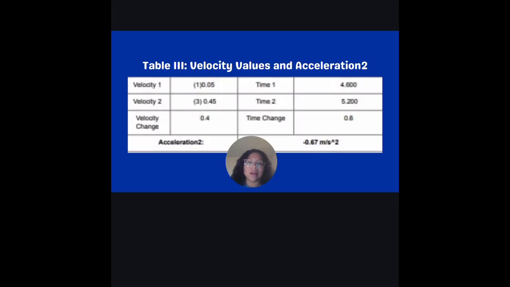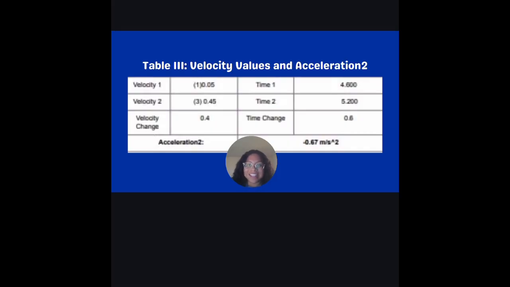After calculating our first acceleration, we then went back to our original position versus time graph, and the velocity versus time graph that we had found, and picked our velocities 1 and 2, which were really our point 1 and our point 3. We could have also done our point 2 and our point 4, but we picked 1 and 3. So for our 1, our initial velocity was 0.05, and our time was 4.6. And then our second velocity was our third point, which was 0.45, and our time was 5.2 seconds. So our velocity change for the first part was 0.4, and our time change was 0.6.